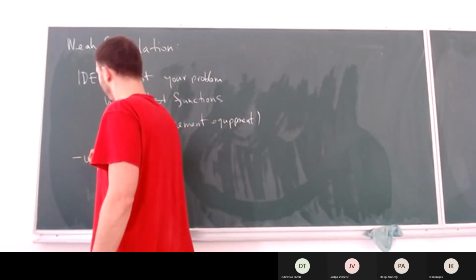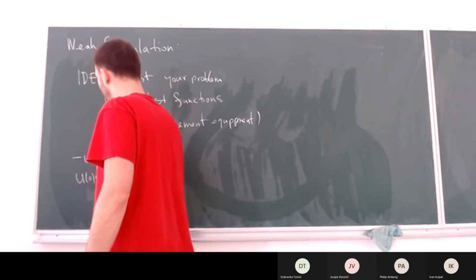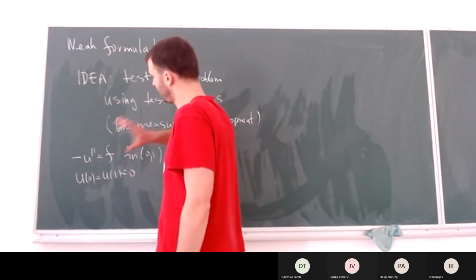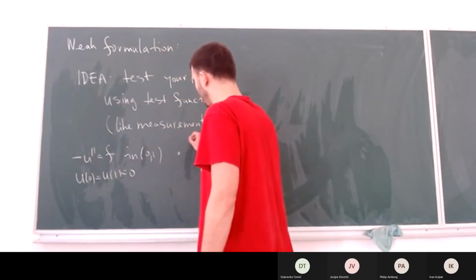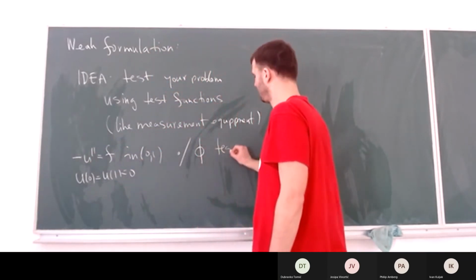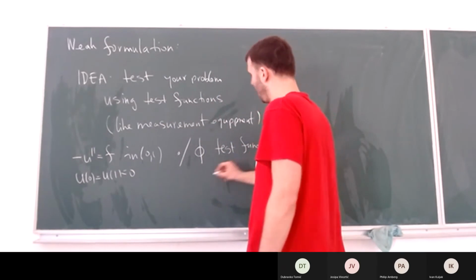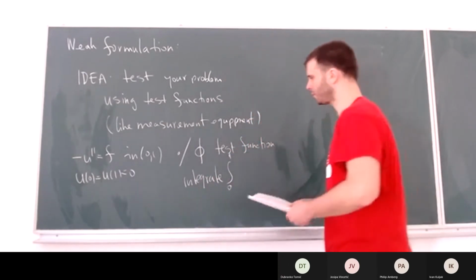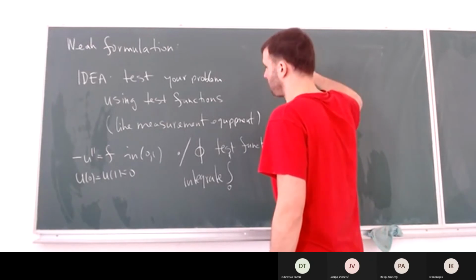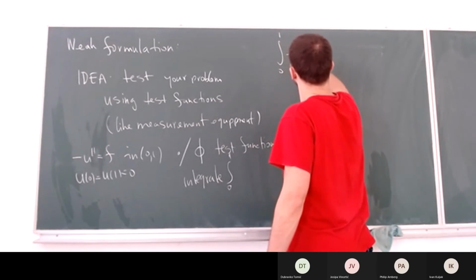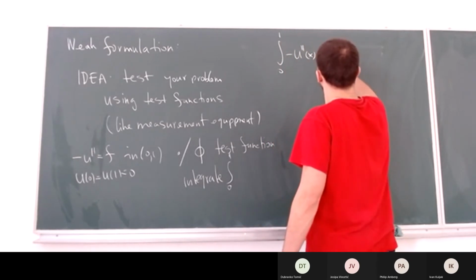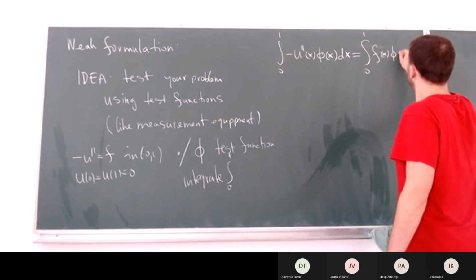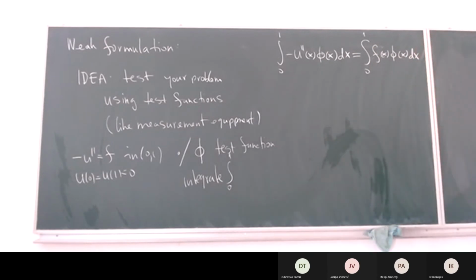Okay. So we have minus u prime equal to f, u of 0 equal to u of 1 equal to 0, and this is on (0, 1). So the idea is to test this with test functions, which means multiply this with some function we call a test function, and then integrate over (0, 1). So the integral from 0 to 1 of minus u prime of x times phi of x dx is equal to the integral from 0 to 1 of f of x phi of x dx.